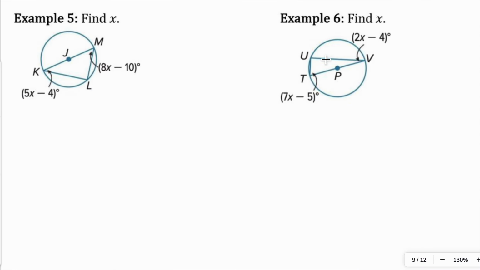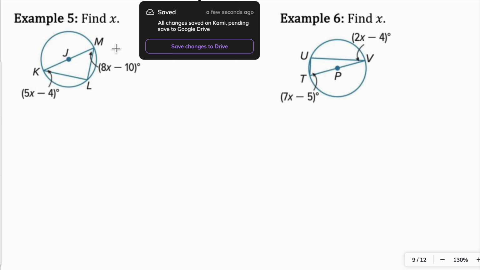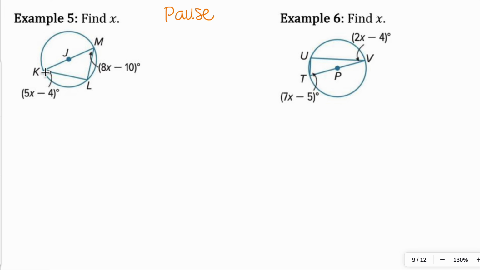At any point in time, if you want to pause the video, you can try these on your own, and when you're ready to check it, go ahead and click play. 5 and 6 are very similar. 5 and 6 are both showing an inscribed angle, but intercepting through the diameter. So we know we are making a right triangle.